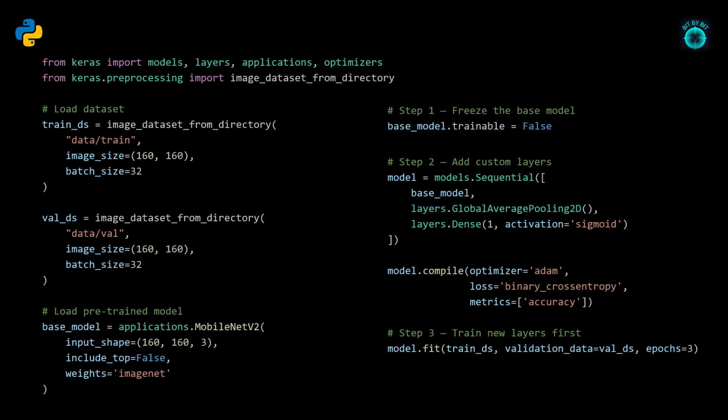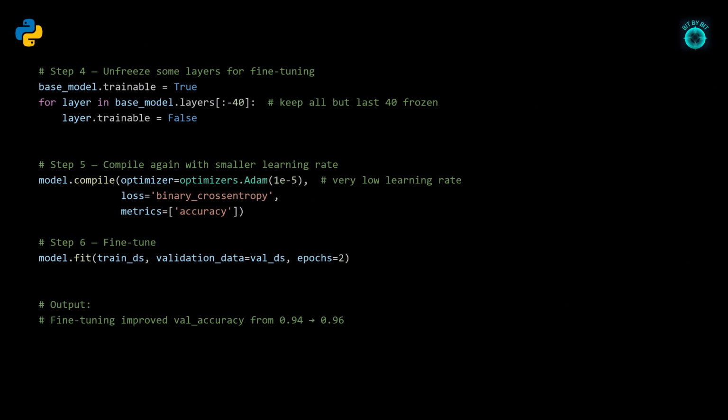We start by loading our dataset from folders and resizing the images. Next, we load the pre-trained MobileNet version 2 model without its top layers and freeze the entire base model so that none of its weights are trainable. We then add our custom layers, a global average pooling layer and a dense output layer with a sigmoid activation. We compile the model using the Adam optimizer and binary cross-entropy loss and train only the new layers for a few epochs.